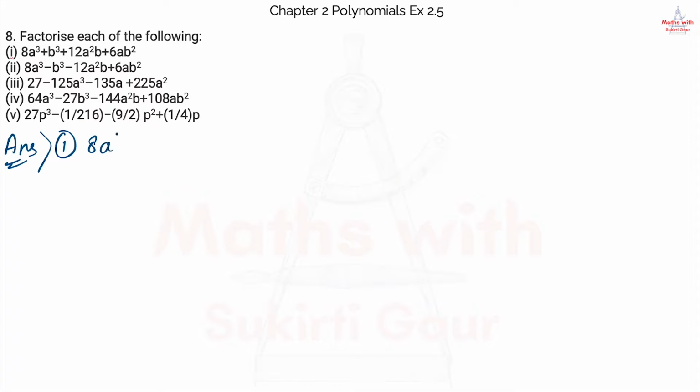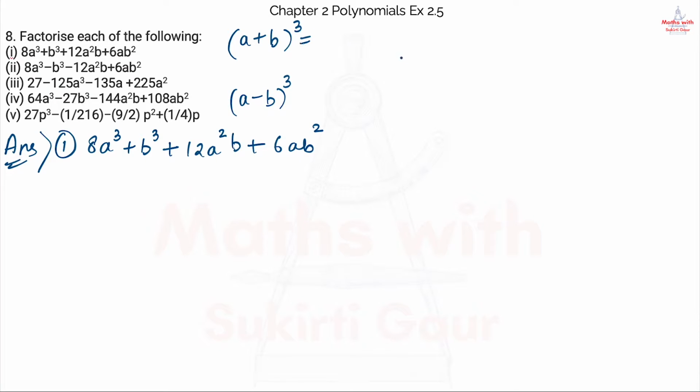Let us start with part 1: 8a cube plus b cube plus 12a square b plus 6ab square. In the previous question number 7, if you have done that, you have seen that we used the formulae (a plus b) whole cube and (a minus b) whole cube. If you have not done question number 7 with me, please do watch that video. In this question also we are going to use these two identities. Let me first write the expansion of these two.